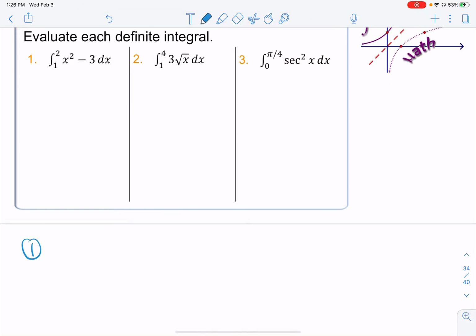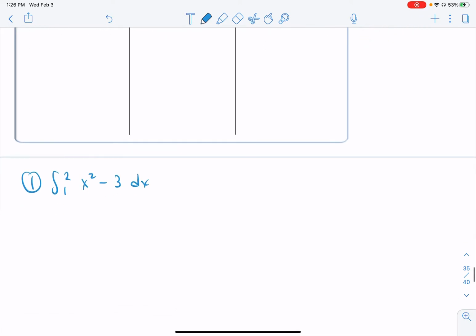On this first one, we've got the definite integral from 1 to 2 of x squared minus 3 dx. Step number 1 is just to find the antiderivative of x squared minus 3. I'm going to get x cubed, I add 1 to the exponent, and then divide by that exponent. x cubed over 3 minus 3x. Don't worry about your plus c. Now we're going to evaluate that from 1 to 2.